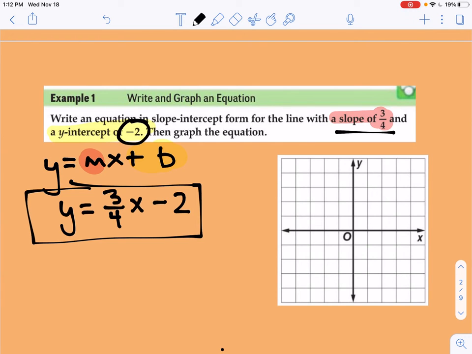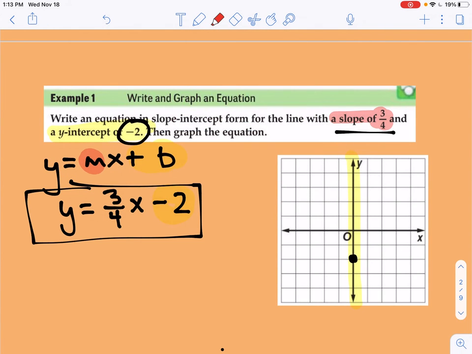So the first thing you do is you look at your y-intercept. So we're going to start by looking at -2 there. All right? And so on your y-axis, which is right here, you just go down to -2 and you plot a point. So I'm plotting a point right there.